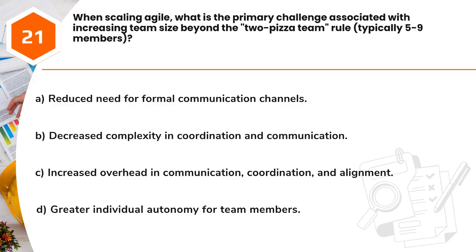Question 21. When scaling Agile, what is the primary challenge associated with increasing team size beyond the two-pizza team rule, typically 5 to 9 members? A. Reduced need for formal communication channels. B. Decreased complexity in coordination and communication. C. Increased overhead in communication, coordination, and alignment. D. Greater individual autonomy for team members.